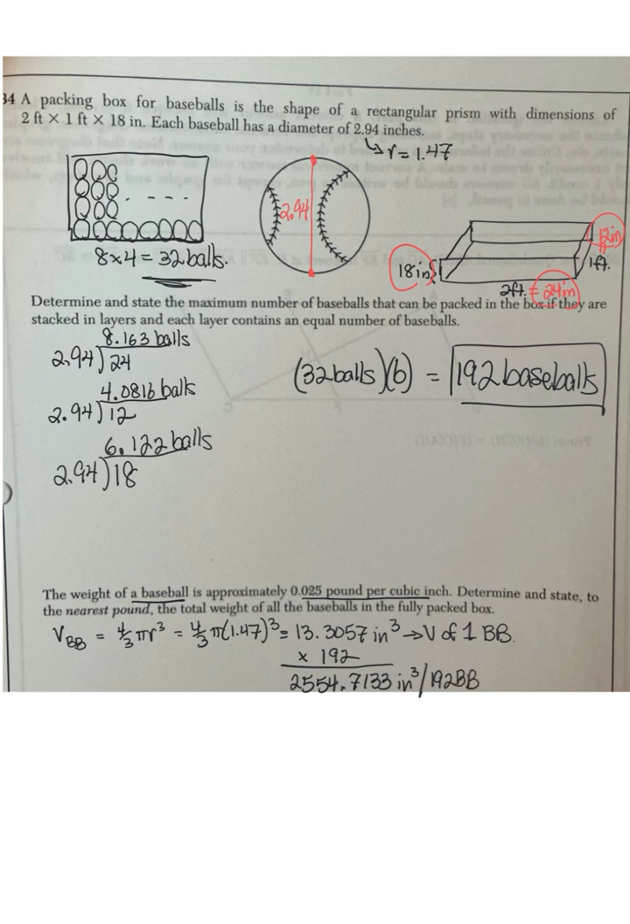Okay, now if we read the question, it says the weight of a baseball is approximately 0.025 pounds per cubic inch. Okay, so then what I'm going to do is I'm going to multiply by 0.025. And when I do that, I get 63.8677. And it says we are going to round that to the nearest pound. So that's going to be 64 pounds. Final answer.